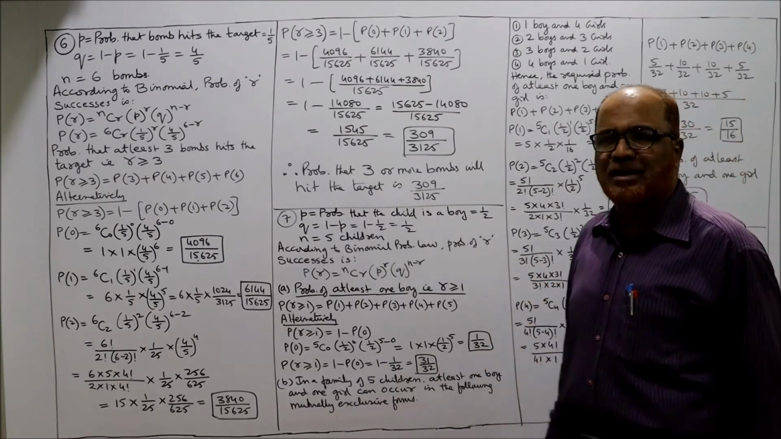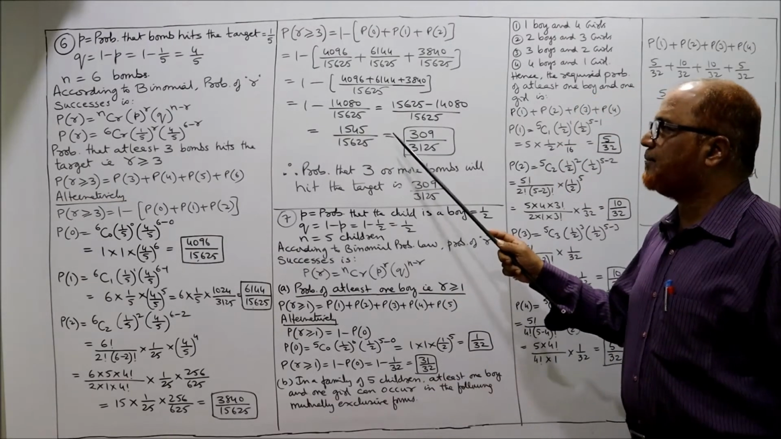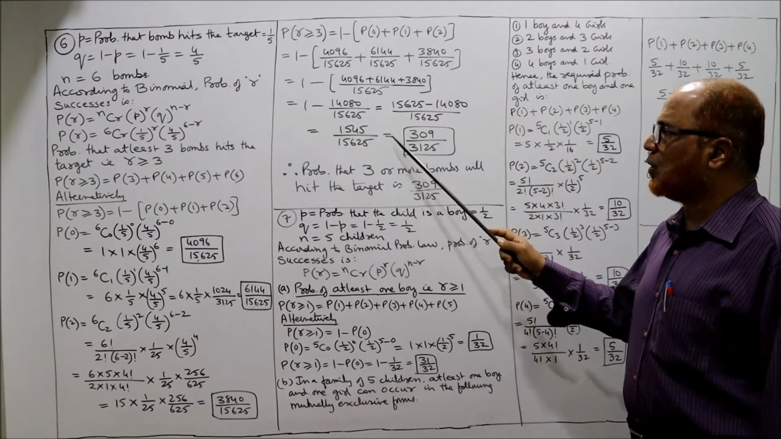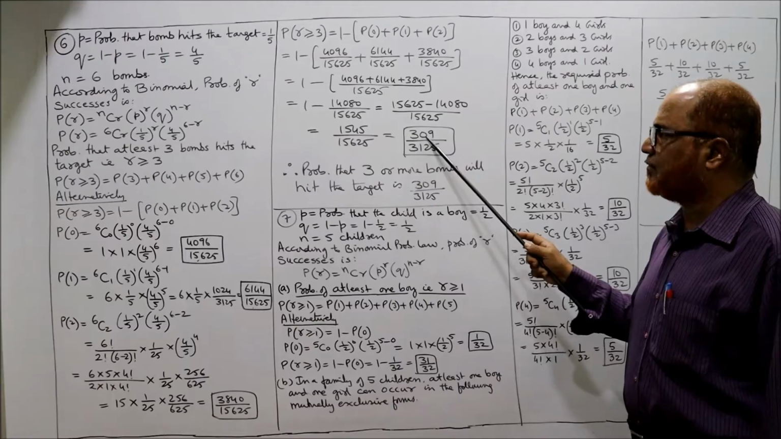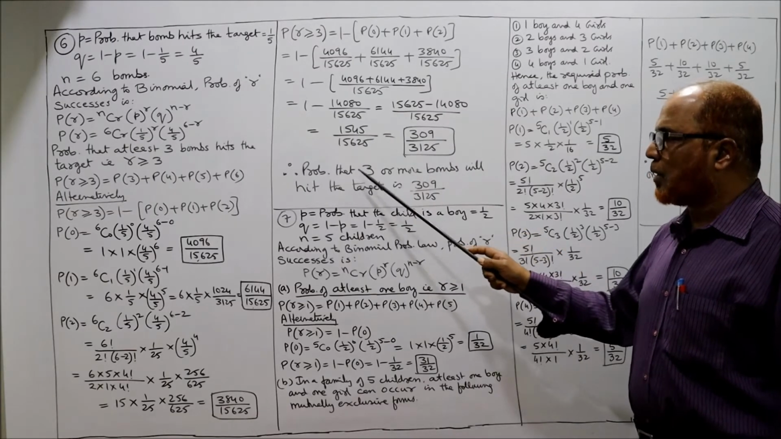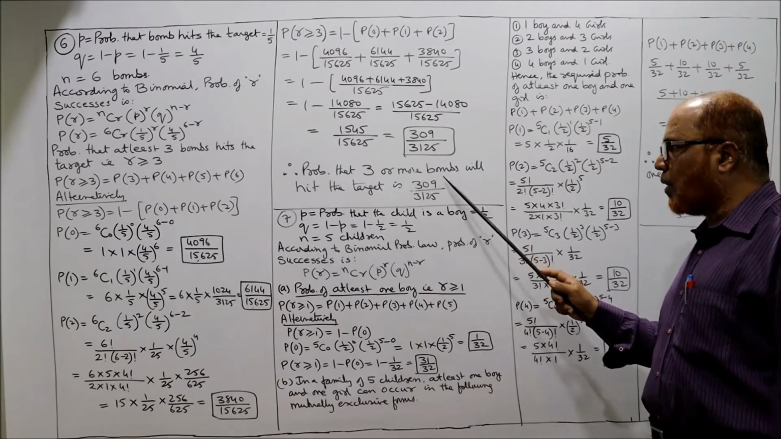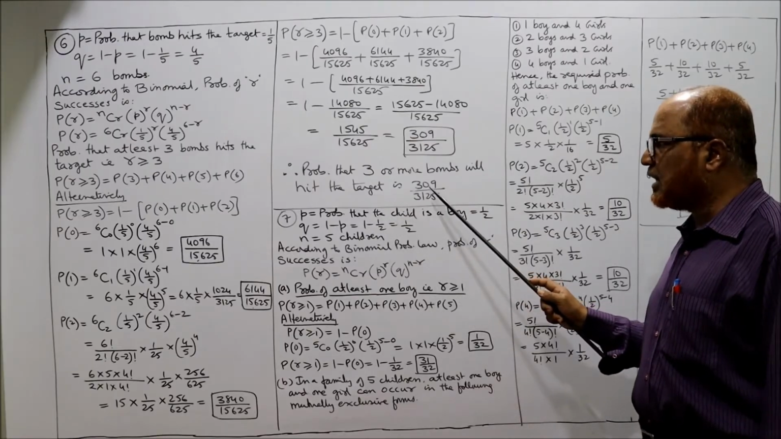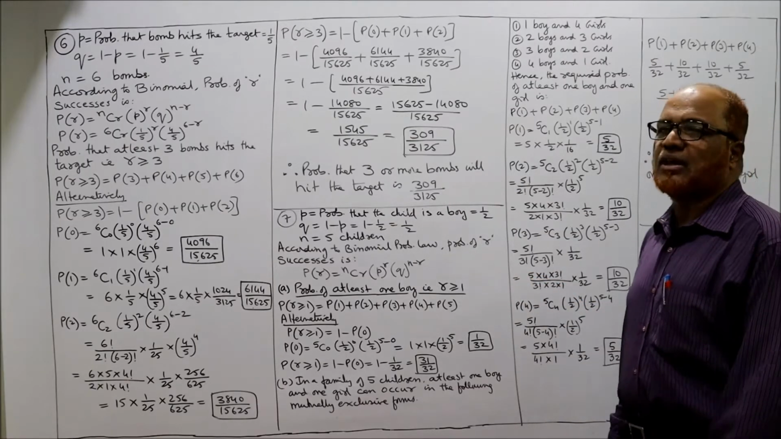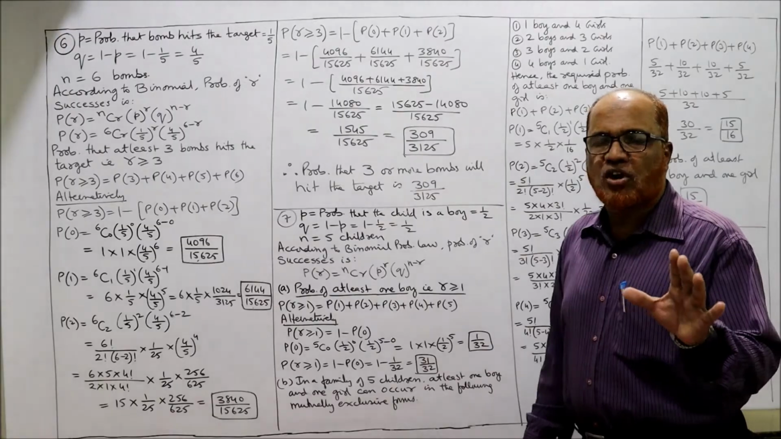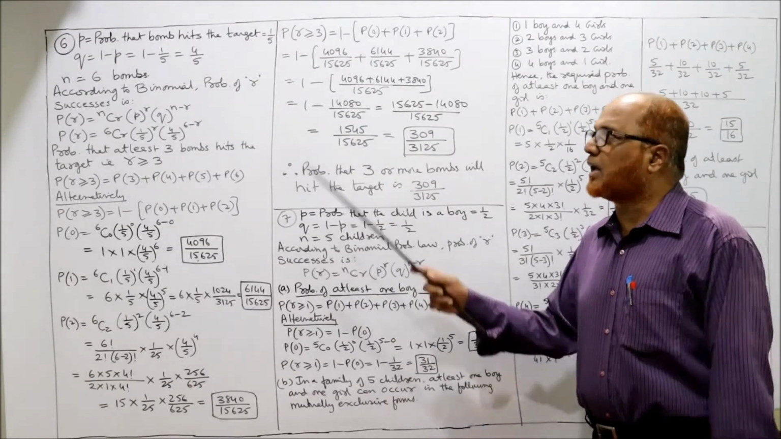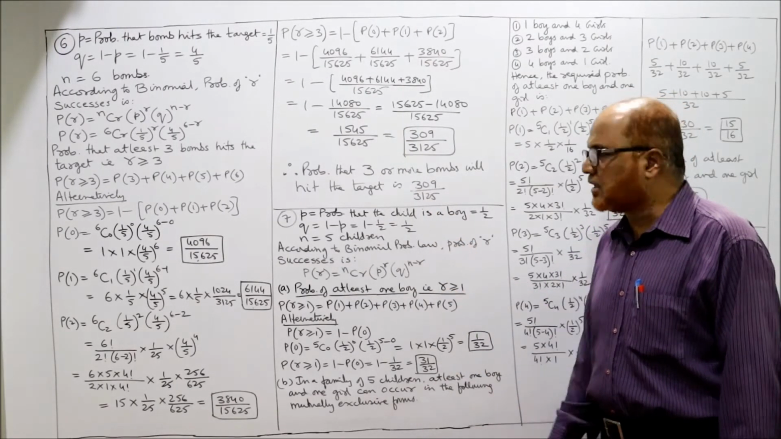These are simple mathematics. Then if you cut by 5, both get cut: 5 3s are 15, 5 9s are 45. So 309 divided by 3,125. The probability that 3 or more bombs will hit the target is 309 divided by 3,125. A little bit of mathematics is required, how to calculate the LCM, all these things, right?